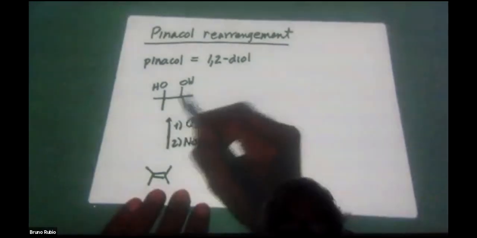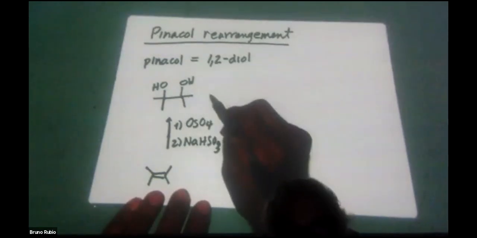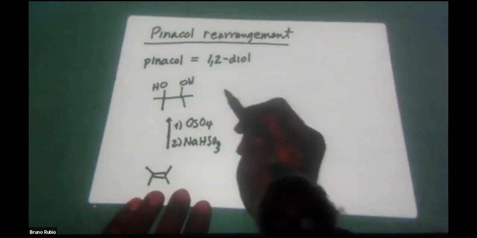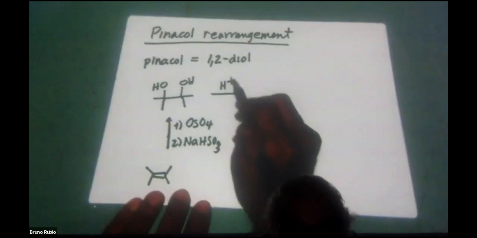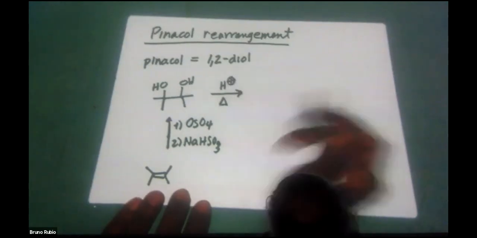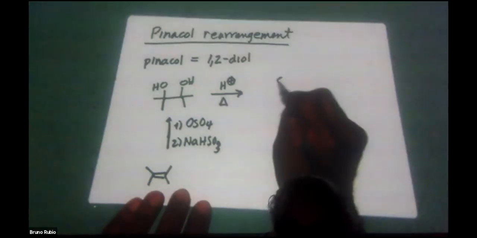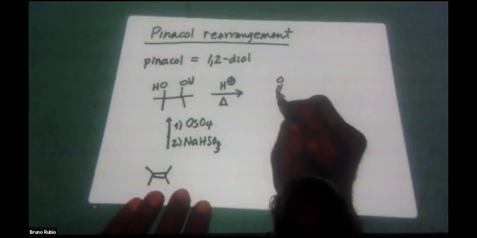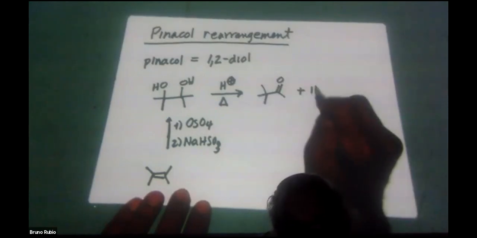Anyway, these guys also undergo dehydration, but those side-by-side OH groups are now going to make the picture a little bit more complicated than what we had before. Once again, acid, heat. The product here is going to be a ketone plus water.